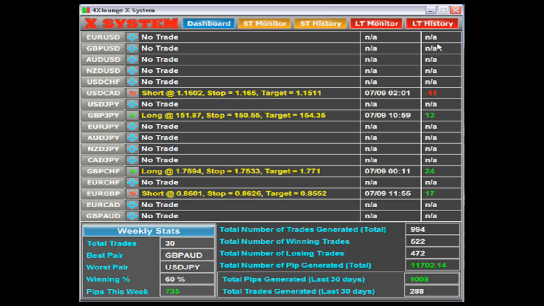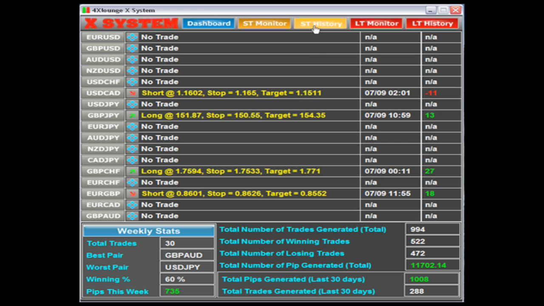In addition to individual stats, we also have weekly stats, monthly stats, and a combined stat total. All the trades that have been sent, all the winning trades, all the losing trades, total trades over the last 30 days, total pips over the last 30 days, total pips over this week. This way we allow our technology to be very transparent and help you drill down and get the most out of our applications.